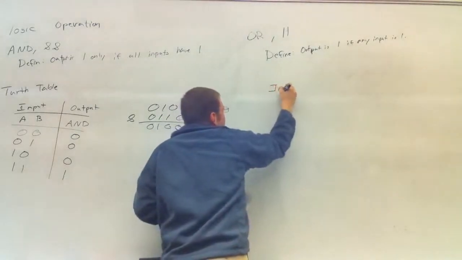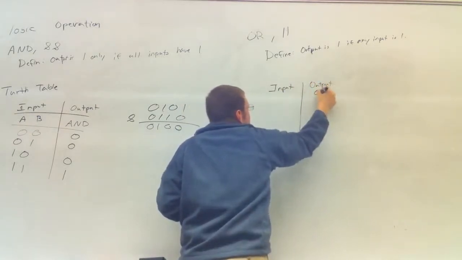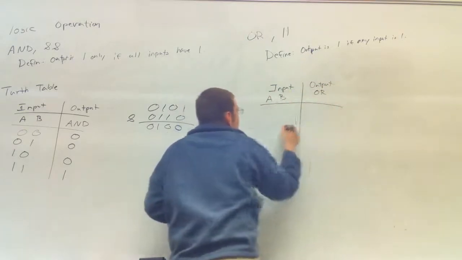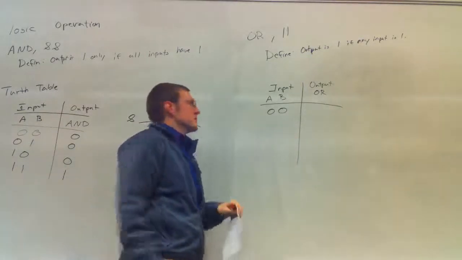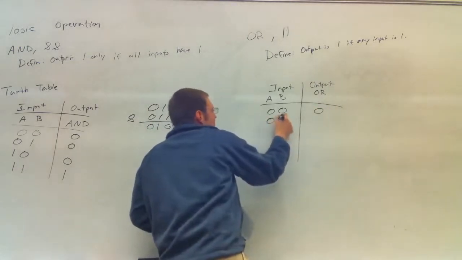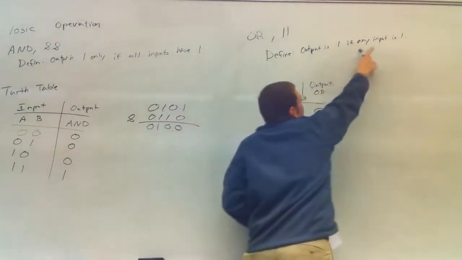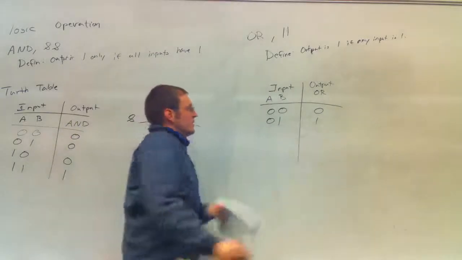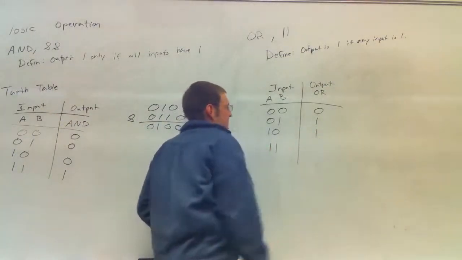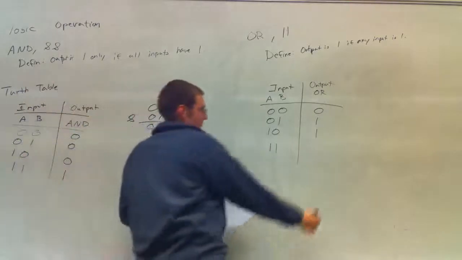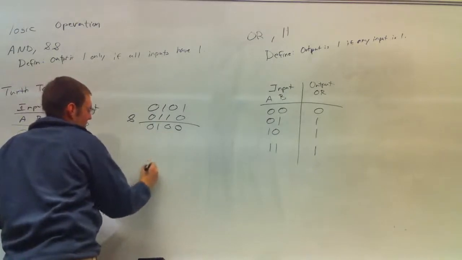So if I go to the truth table again, I'm going to OR A and B together. Both of them are 0, output 0. Then OR 0 and 1, output 1, right? Because one of the inputs is 1. So our output is 1. 1, 0 is 1. And 1, 1 is 1.